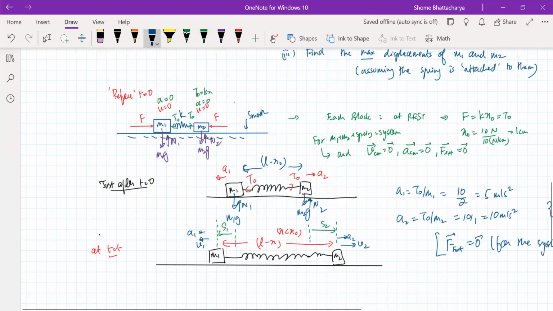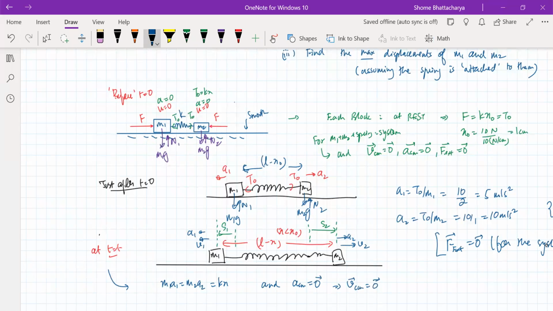So you'll have this kind of relation here. At some time t equal to t, again m1a1 is equal to m2a2 is equal to kx. And acceleration of center of mass is 0. So velocity of center of mass is 0. m1v1 is equal to m2v2. m1s1 is equal to m2s2. So this also means that the displacement of center of mass is 0.